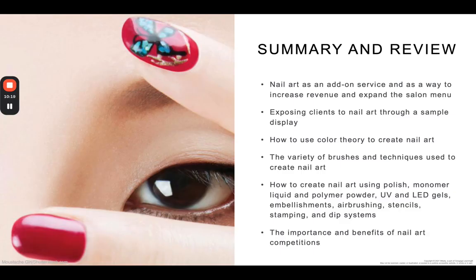We've discussed how to create nail art using polish, monomer and liquid polymer powders. Remember, dryer beads for your 3D nail art, wetter beads for mixing colors together and doing ombres, color blends. You can also do UV and LED gels for your nail art. We talked about what embellishments are, and that includes your glitters, rhinestones, feathers, foils, etc. We discussed airbrushing, stencils, and stamping, and even using your dip systems to help you create the velvet effect with nail art. And then lastly, we talked about the importance of nail art competitions.